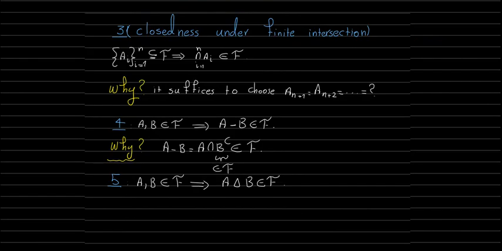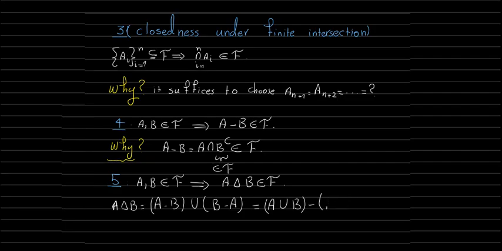And the fifth property is A delta B. If we choose A and B to be elements of the sigma algebra, we want to prove A delta B is an element of the sigma algebra. And we know A delta B is A minus B union B minus A, or A union B minus A intersection B.